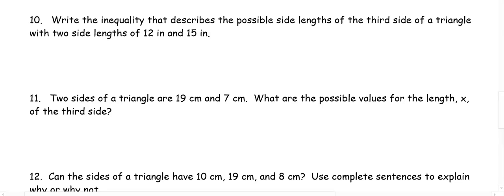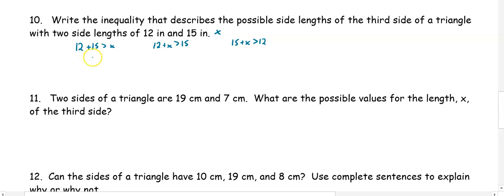So in number 10, we want to write an inequality that describes the possible lengths of the third side of the triangle with two lengths of 12 and 15. So our third side here is going to be x. So we're going to do three inequalities, rotating which one's going to be the biggest. So we have 12 plus 15 has to be greater than x. 12 plus x has to be greater than 15. And 15 plus x has to be greater than 12.